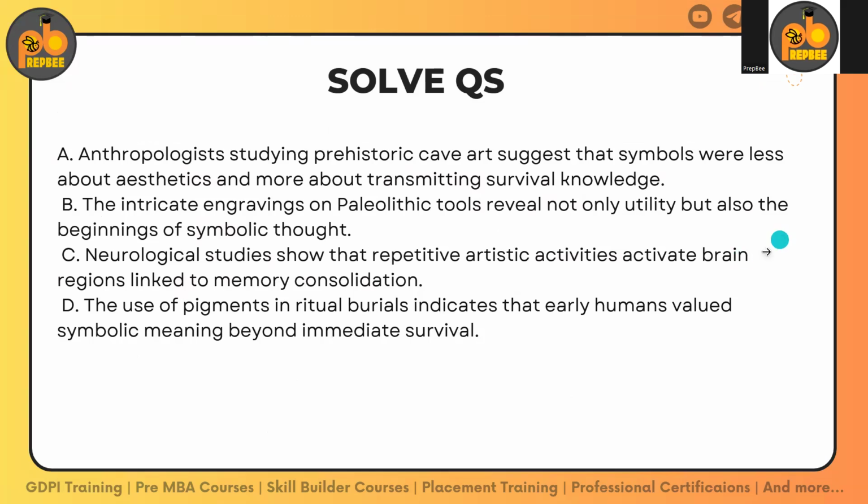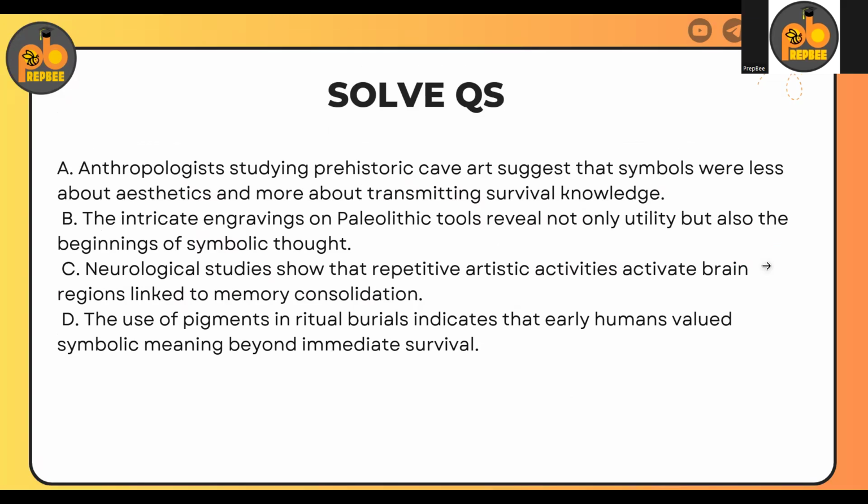Anthropologists studying prehistorical cave art suggest that symbols were less about aesthetics and more about transmitting survival knowledge. The intricate engravings on Paleolithic tools reveal not only utility but also the beginnings of symbolic thought. Neurological studies show that repetitive artistic activities activate brain regions linked to memory consolidation. The use of pigments in ritual burials indicates that early humans valued symbolic meaning beyond immediate survival.